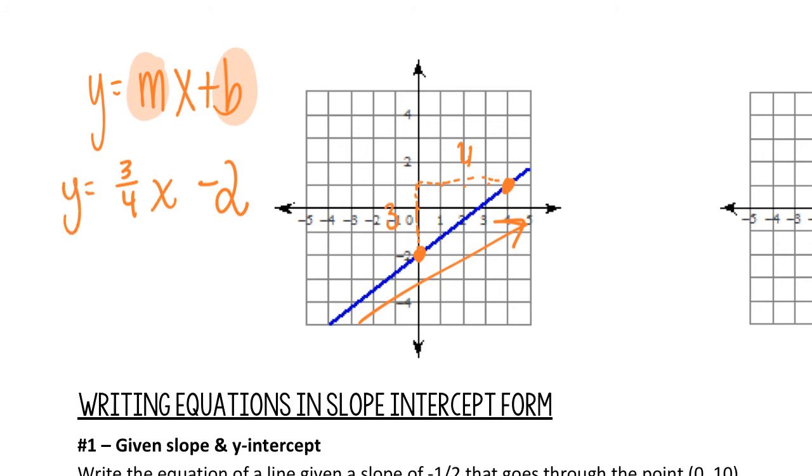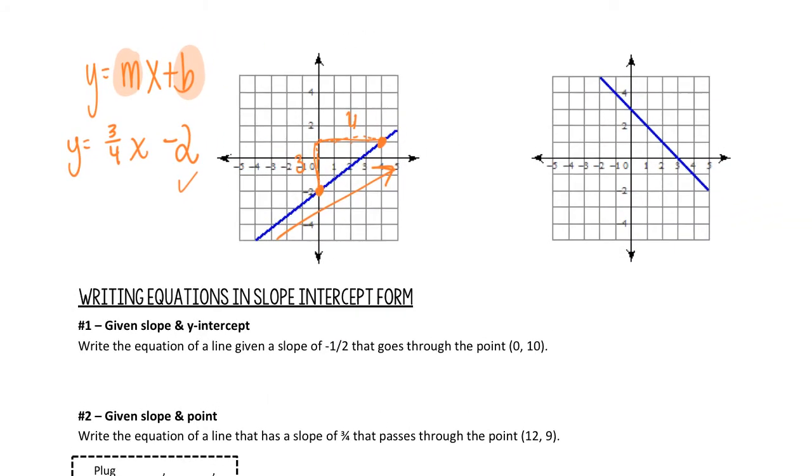So you have y equals 3/4 x minus 2. Y-intercept at -2 down here. Slope is up 3/4. Try the same skill with the next one.